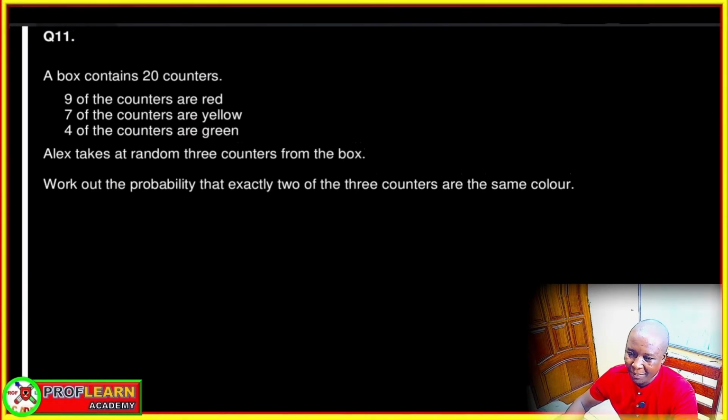Now we move to question number 11. This is a probability question, and it was a bit tricky, quite tricky for most students, but I want to explain it in a very simplified way. We are told a box contains 20 counters.